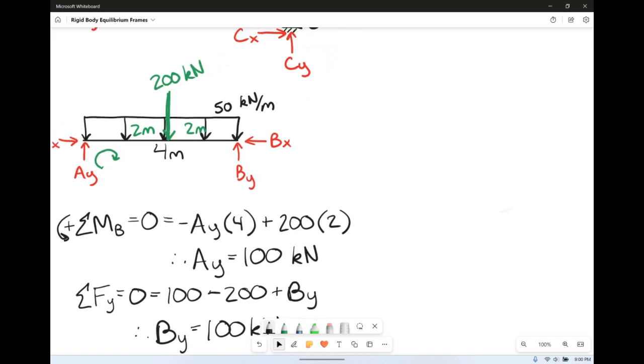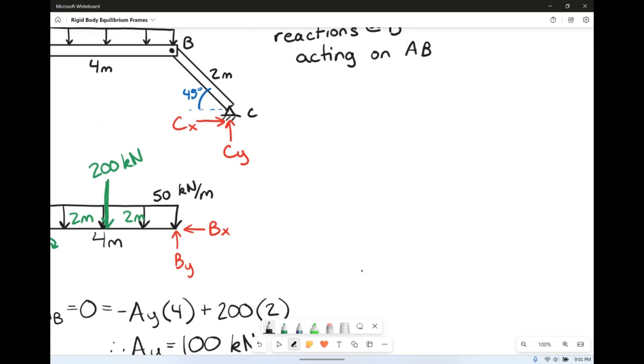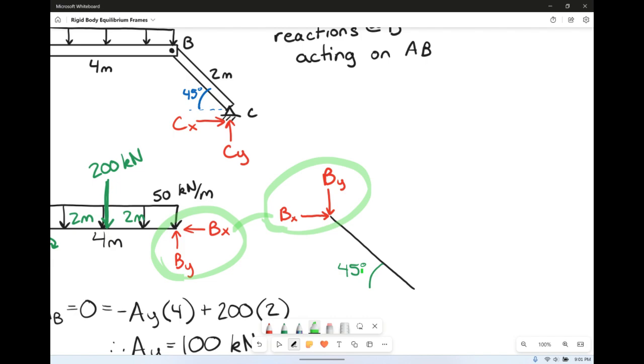Well, time to go on to the next free body diagram. That's going to be the next member over here. It's at an angle there. Remember that that angle is 45 degrees. When you break a hinge apart, remember that the forces have to be equal and opposite. So if BX is going to the left, then BX has to be going to the right on the other one. If BY is going up, BY has to be going down on the other side. So these forces here are equal and opposite to each other, because technically the hinge doesn't exist in the overall.